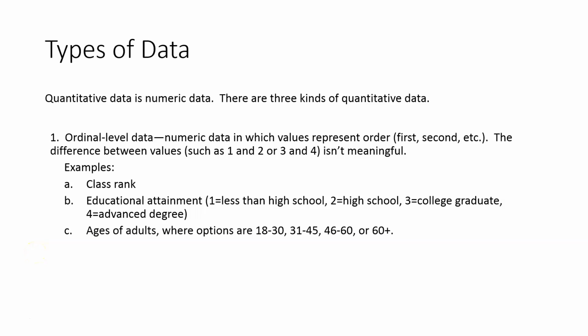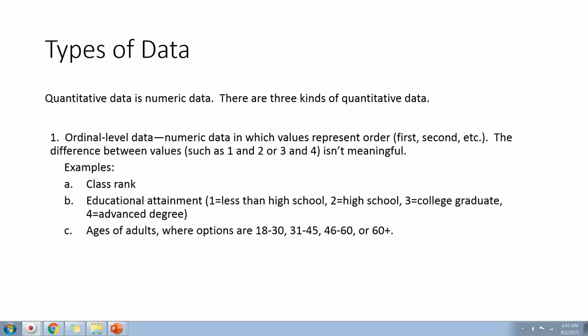We said there are 3 kinds of quantitative data. The first one is ordinal level. With ordinal level, the values represent order. Class rank is an example of those, first, second, third. And when we say that the difference isn't meaningful, in somebody's class rank, there could be very little difference between the GPAs of the person who got first and second, but a very big difference between second and third. It doesn't matter what those differences are. Class rank doesn't tell us that. Class rank only tells us what order it's in.